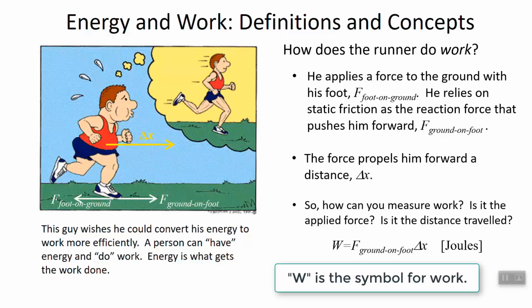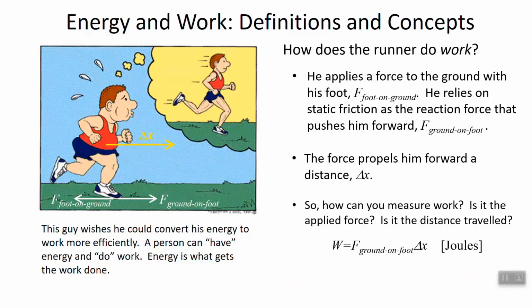So let me emphasize this delta x. It's shown with the yellow arrow in the picture, but what it is really, delta x, is the distance over which the force is applied. So the ground is pushing on his foot with a force of F sub ground on foot over a distance delta x. As soon as he takes his next step, it's a new delta x. So this is the work done during one step of size delta x. He's going to take a lot of steps before he gets where he's going, and you'll have to calculate the work for each and every one of those, but that's the work accomplished every time he takes a step.